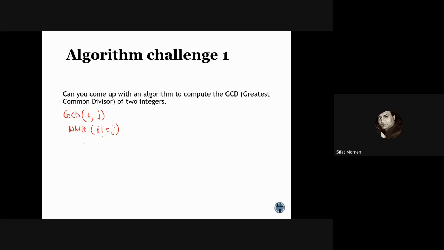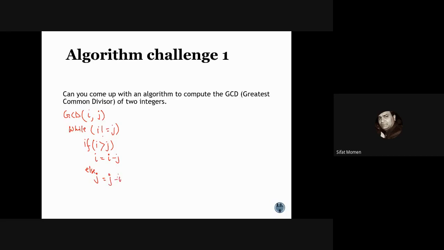So one of them would be larger, either I or J. So if I is larger than J, the new value of I would be equal to I minus J. Otherwise, else, I'm going to update J, which will be equal to J minus I.